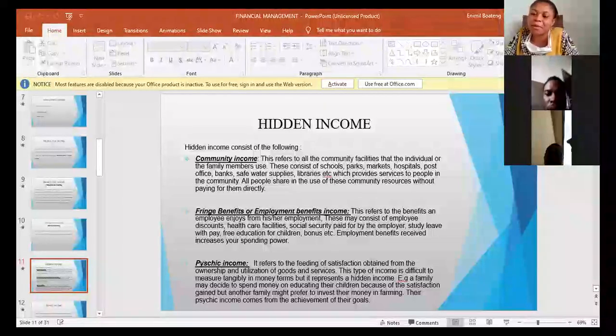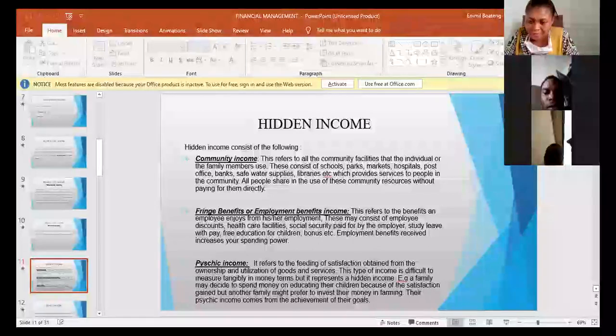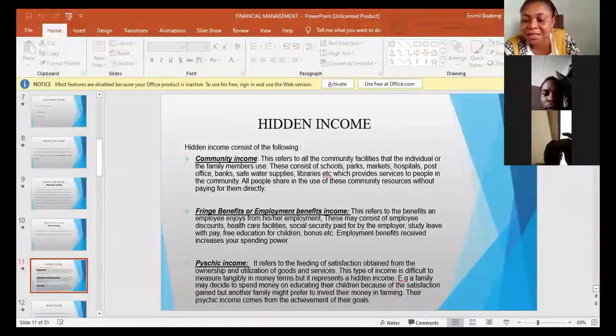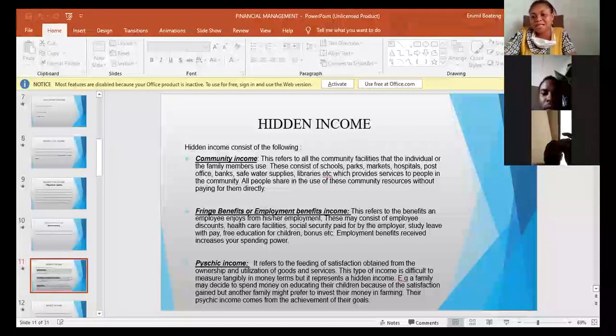Or even some workplaces, they give them lunch free, you don't pay. Like Sonrise, for instance, staff is given breakfast and lunch for free. So that's an example of a fringe benefit.